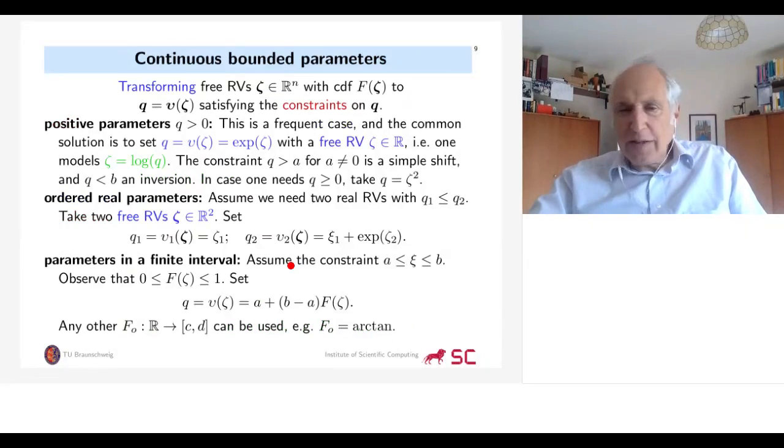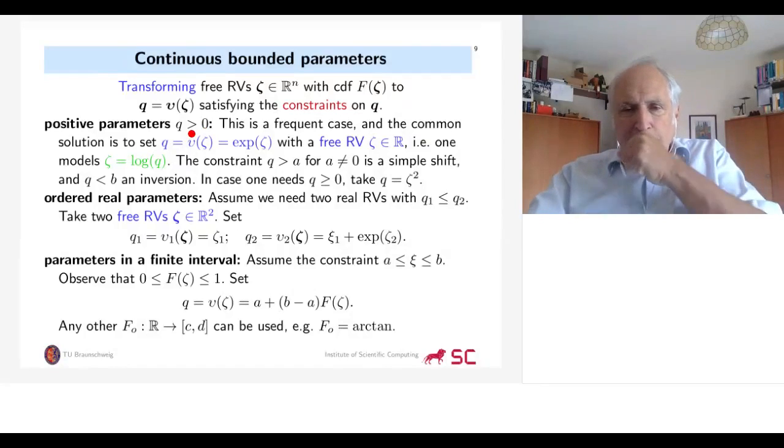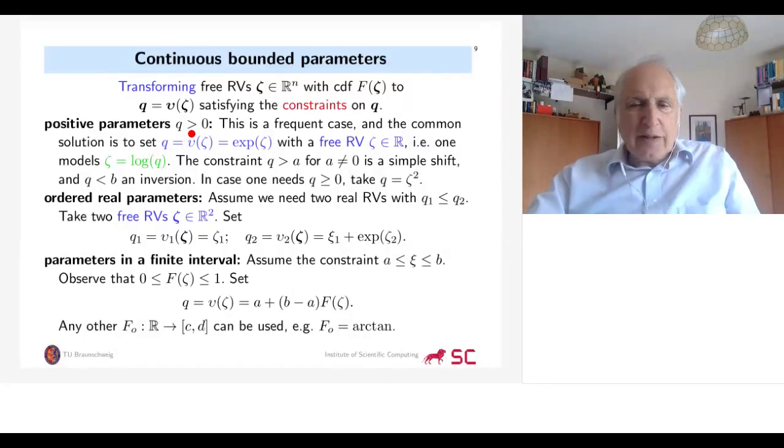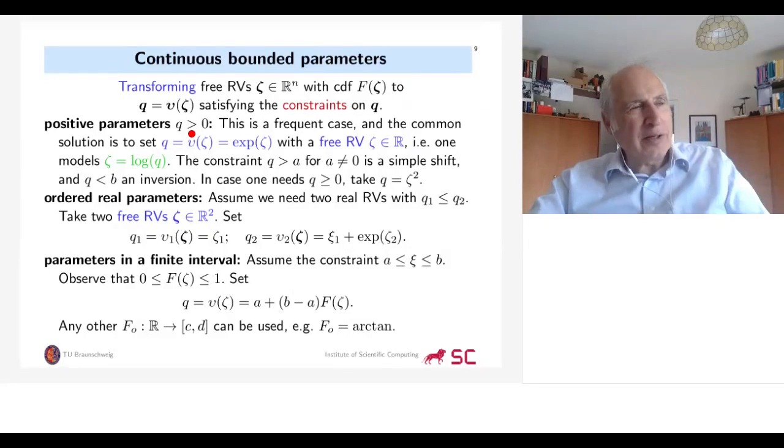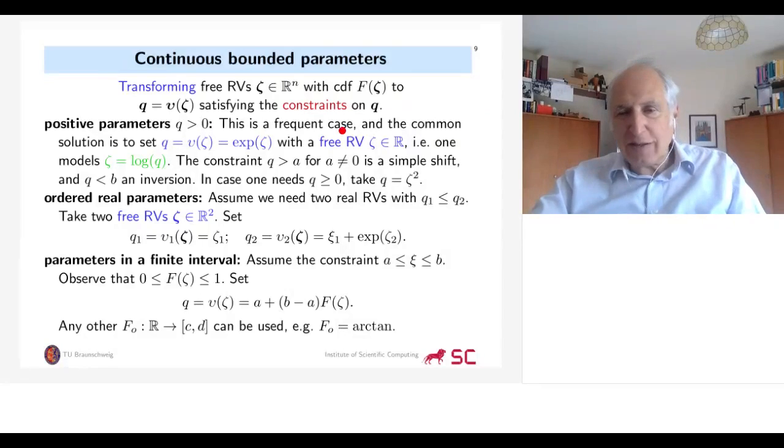And for the continuous bounded ones, we take a simple case now: you want a positive parameter. This is a very frequent case. It comes very, very often with physical models. Things have to be positive. Things having to be positive typically means that something has to be positive definite, and physically speaking this typically comes from the second law of thermodynamics. That is often the reason why this has to be positive.